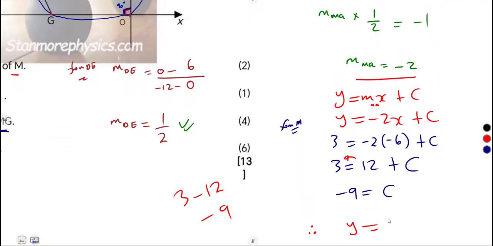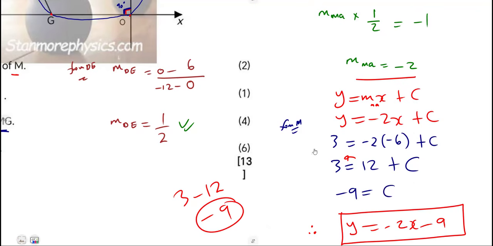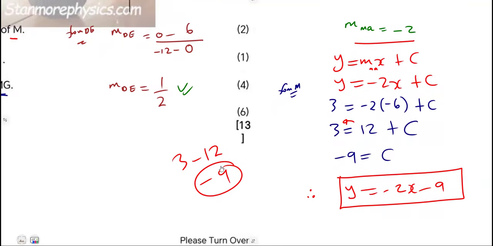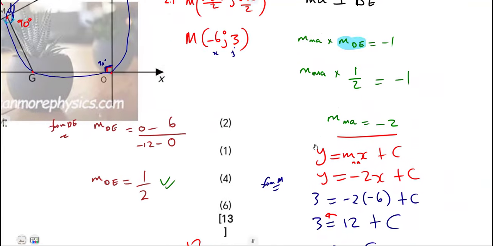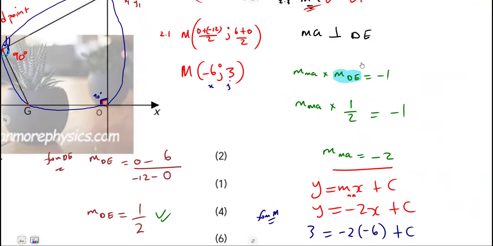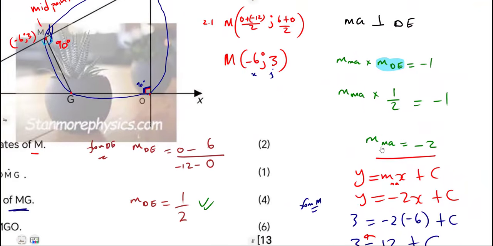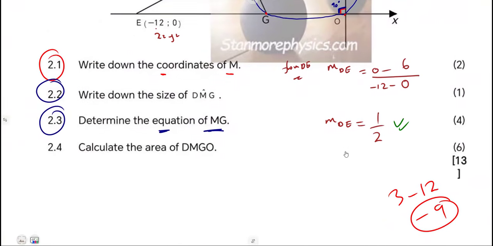Therefore, our equation is y = -2x + c. Our c is -9. So that's it. This is the equation of the line MG. MG is perpendicular to DE. If two lines are perpendicular, the product of their gradients is -1. So you simply work with that one, then you are done.